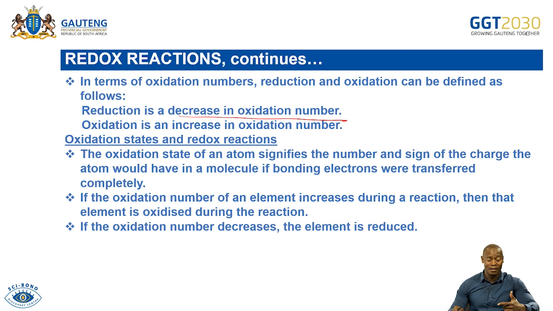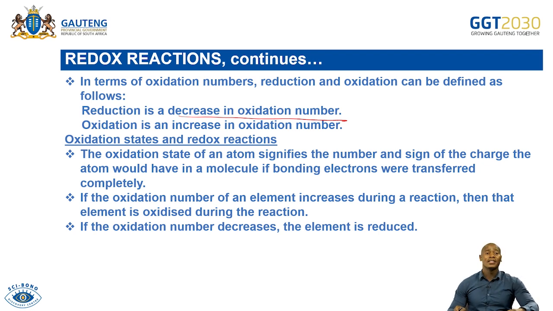So if the oxidation number changes, either the oxidation number of an atom is increasing or decreasing. But as long as there's that change in oxidation number, it means that electrons are being transferred from one atom to the next atom. So that reaction obviously is going to be a redox reaction.